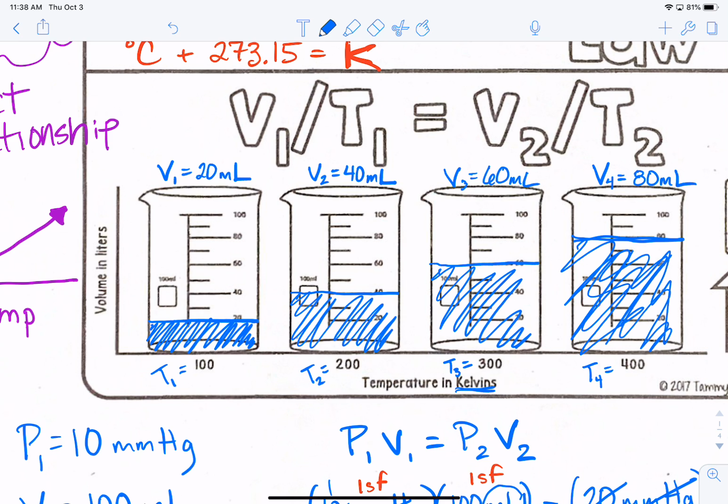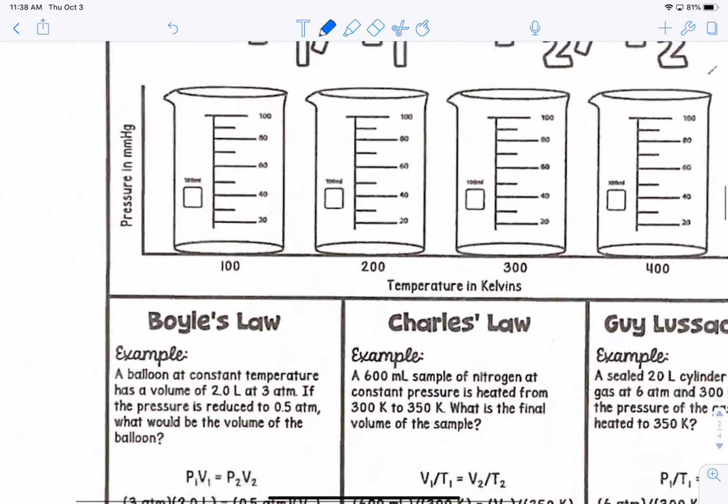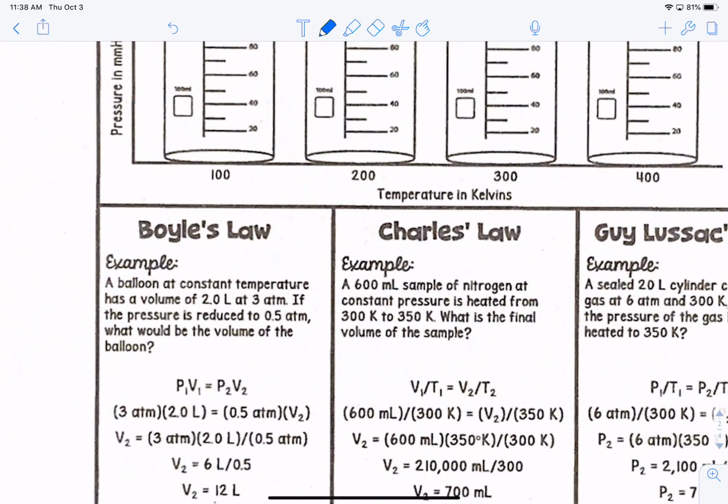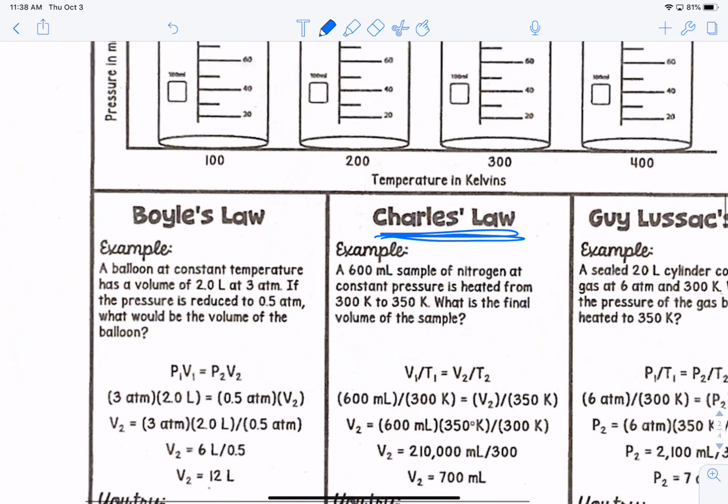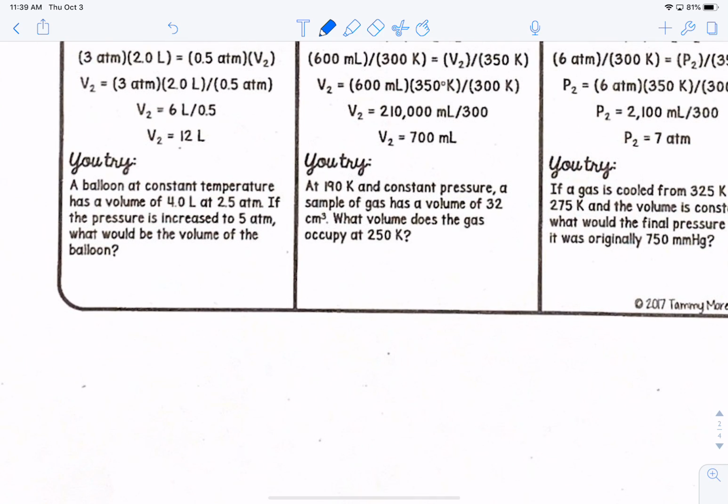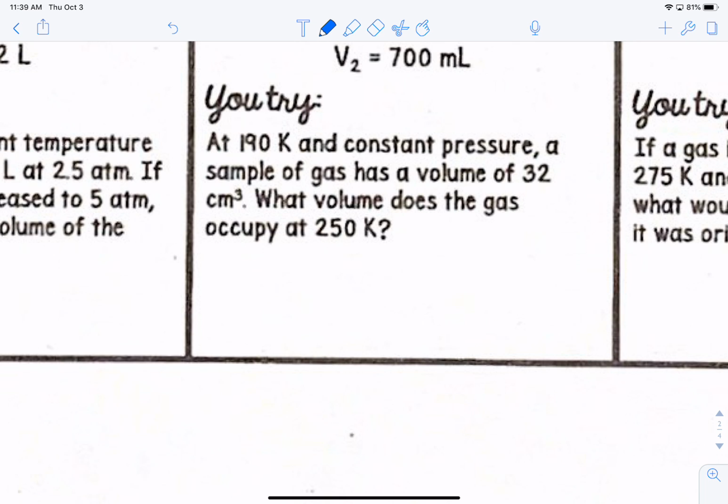What I'd like for you guys to do now is you are going to flip over your paper. There's a practice problem. See where it says Charles Law right here? We're going to do this practice problem, this part where it says you try. So this reads, at 190 Kelvin and constant pressure, a sample of gas has a volume of 32 centimeters cubed. What volume does the gas occupy at 250 Kelvin?